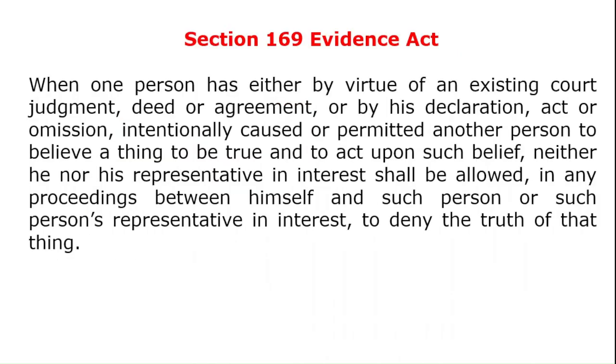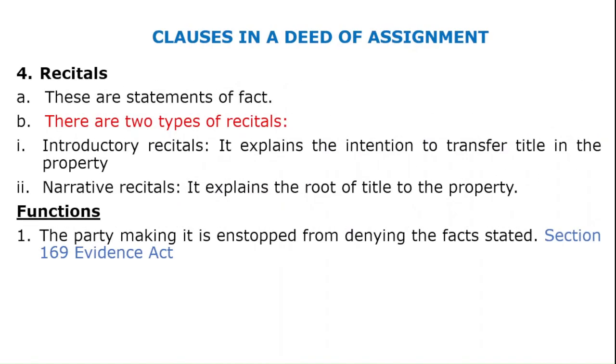That provision is to the effect that when one person has, either by virtue of an existing court judgment, deed or agreement, or by declaration, act or omission, intentionally caused or permitted another person to believe a thing to be true and to act upon such belief, neither he nor his representative in interest shall be allowed, in any proceeding between himself and such person or such person's representative in interest, to deny the truth of such thing. So you can see that this has created an estoppel against the party making the assertion.